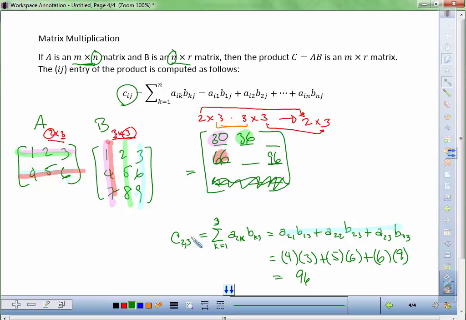Okay, is that good? Should we finish this multiplication? Okay. Because those are big numbers now. I don't like big numbers.